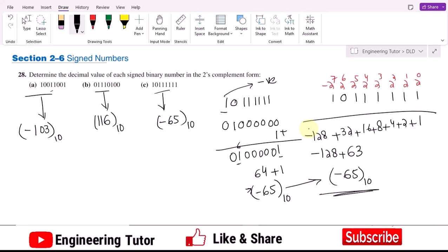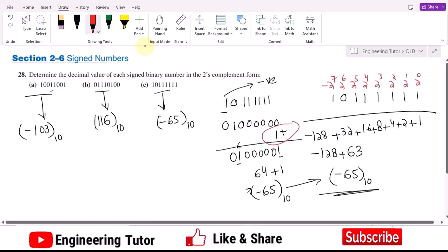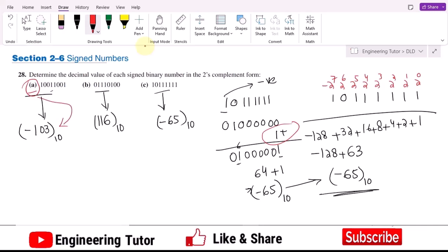So the same procedure applies here also: after inverting all the bits, you had to add 1 with it. The same applies for this one as well. Just take a look at it and give it a try, and you will get the same answer as we have done here. So that's it for today, in which we have discussed the two methods for finding the decimal value from the 2's complement form. I will see you with some more questions in our upcoming video. See you soon.